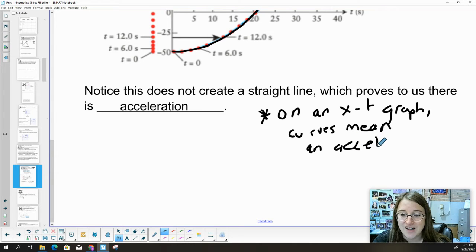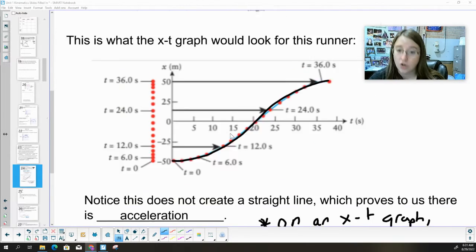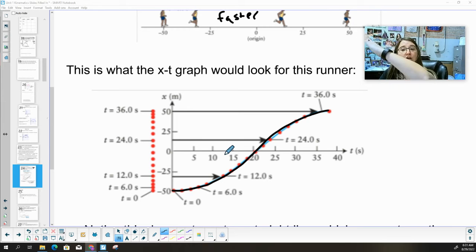Because my position is not changing at the same rate. My position is not changing at the same rate. That's what creates the curve, yeah? If my position was changing at the same rate, my slope would be constant. My slope is not constant here, so velocity is not constant.